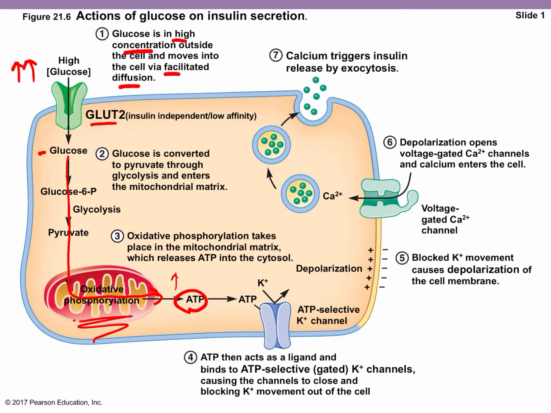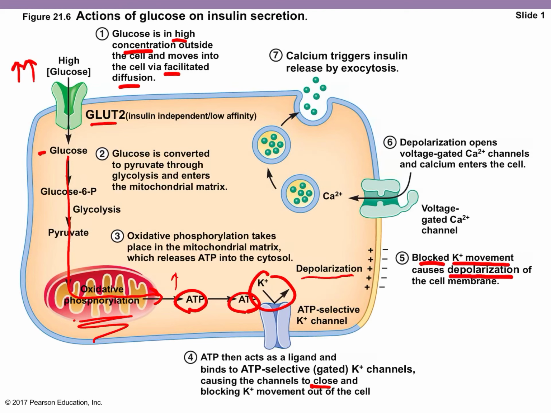Now, there is an interesting potassium channel, which is an ATP-gated or ATP-selective potassium channel. So the more ATP there is, it's going to close our potassium channel. So potassium is going to stay inside the cell. If we have more positive ions trapped inside the cell, where normally they would leak, right? Since we have this positive charge building up inside the cell, we have a depolarization event. So the potassium movement that's blocked is going to cause depolarization.